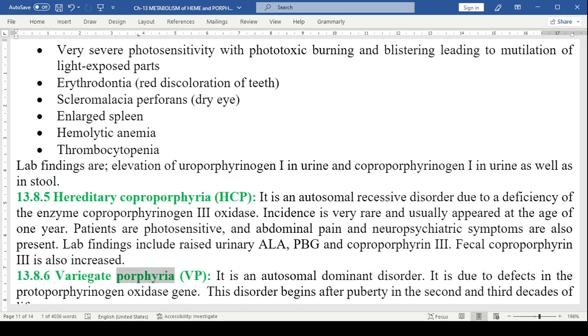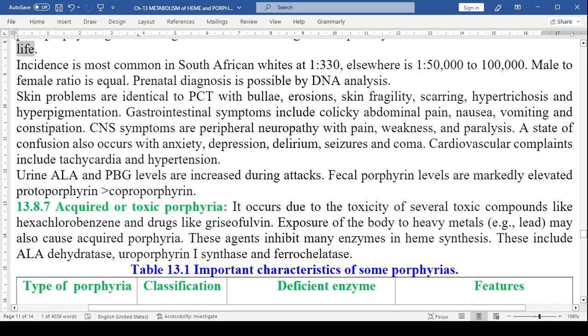13.8.6 Variegate porphyria, VP. It is an autosomal dominant disorder. It is due to defects in the protoporphyrinogen oxidase gene. This disorder begins after puberty in the second and third decades of life. Incidence is most common in South African whites at 1:330, elsewhere it is 1:50,000 to 100,000. Male to female ratio is equal. Prenatal diagnosis is possible by DNA analysis.